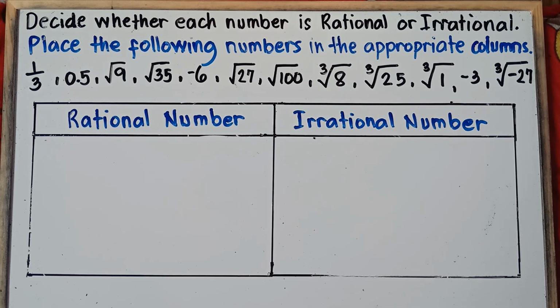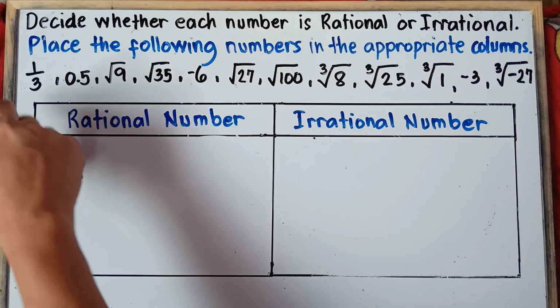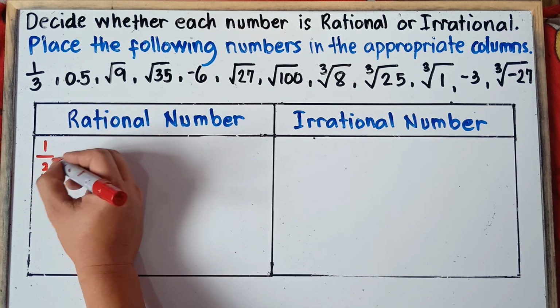So 1/3, is it rational or irrational? That's correct. It should be rational because this is a fraction. So 1/3 is a rational number.